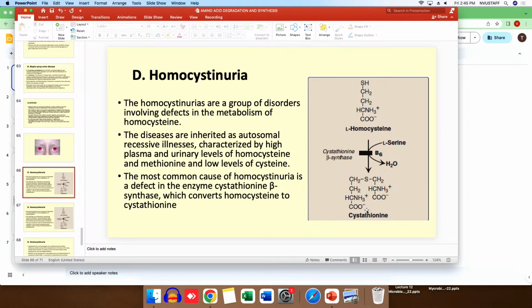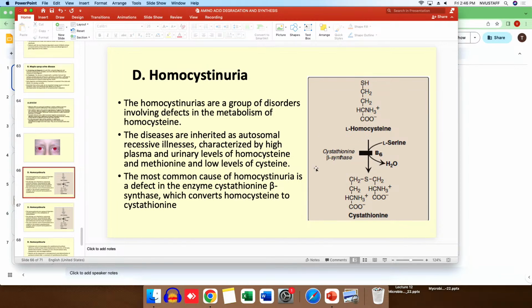What is the enzyme deficient in that pathway? Cystathionine beta synthase, which requires vitamin B6. Vitamin B6 deficiency will slow down the process, but it won't be completely absent. So vitamin B6 deficiency cannot cause homocystinuria, but it can cause a slight elevation of homocysteine.